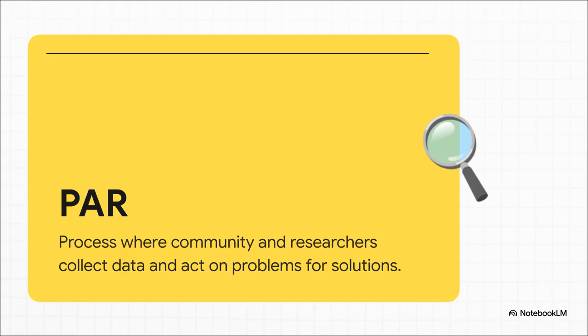But in participatory action research, the community members themselves are the protagonists. They collect the data alongside the researchers, they analyze their own historical and social structures, and they act on their own problems to find solutions. It truly grants the community the right to the word, to decision, and to action.